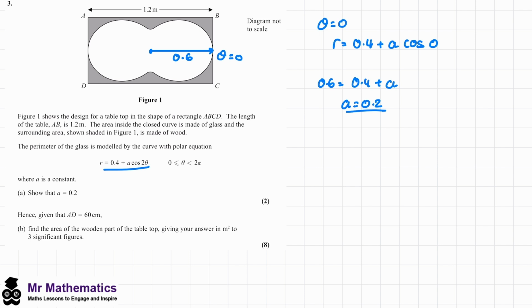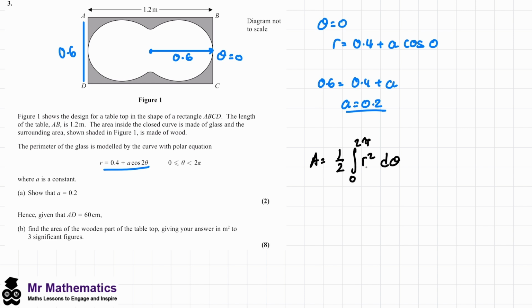Okay? Part B, we're given that AD is 60 centimeters. I'm going to write that as 0.6 on the diagram here. We've been asked to work out the area of the wooden part of the tabletop, giving our answer in meters squared to three significant figures. So we're given in the formula booklet that the area will be 1/2 times the integral of r squared with respect to theta. And because we're going to rotate all the way around, the limits are going to be 0 and 2 pi.